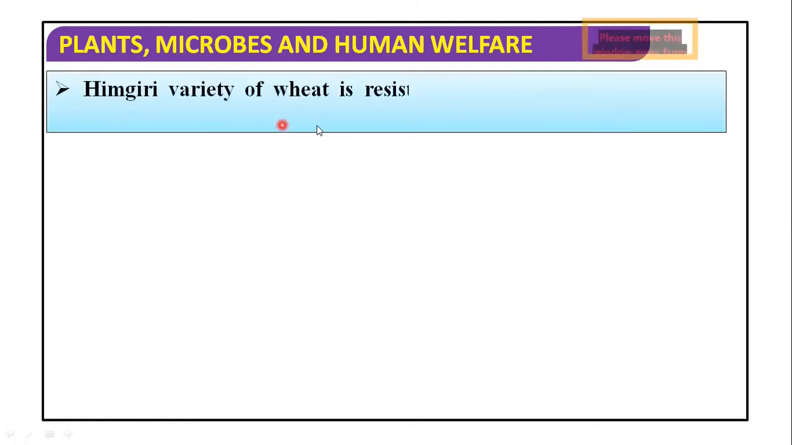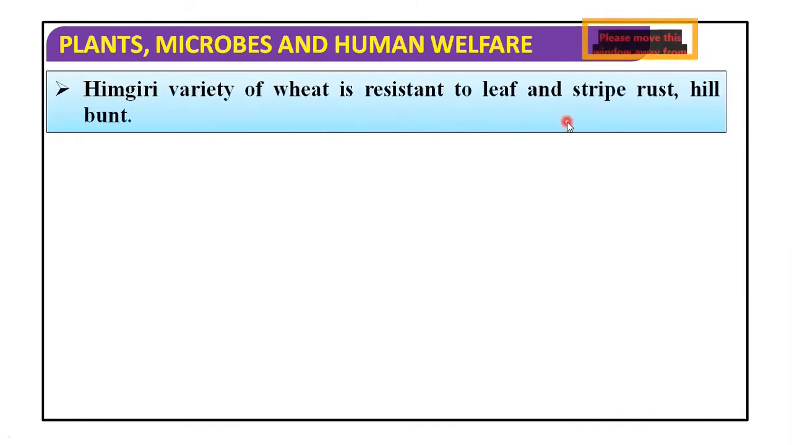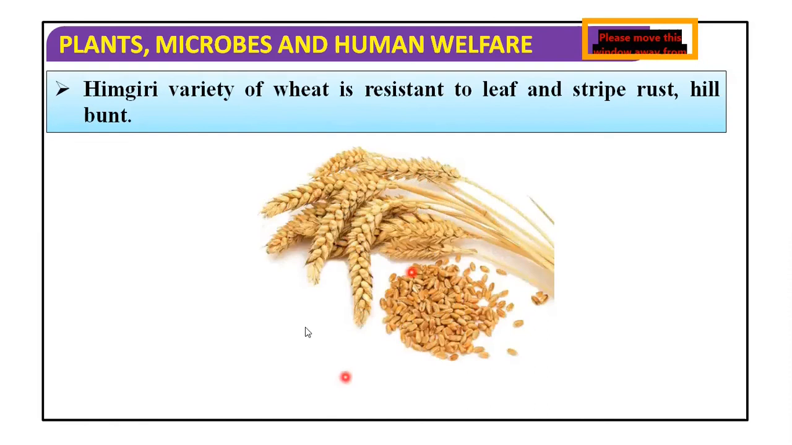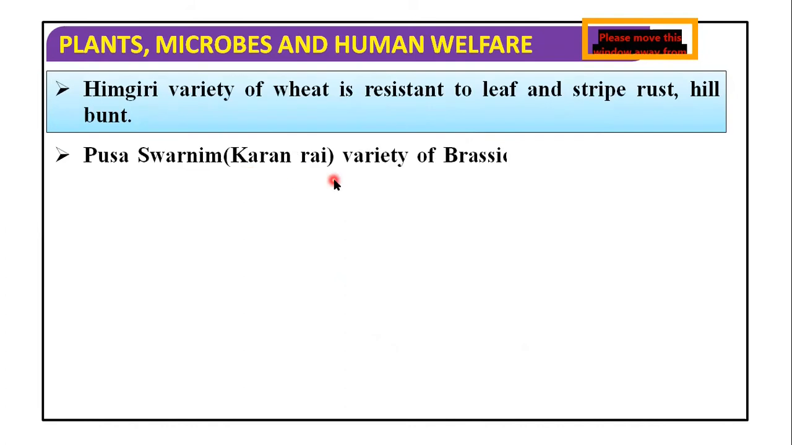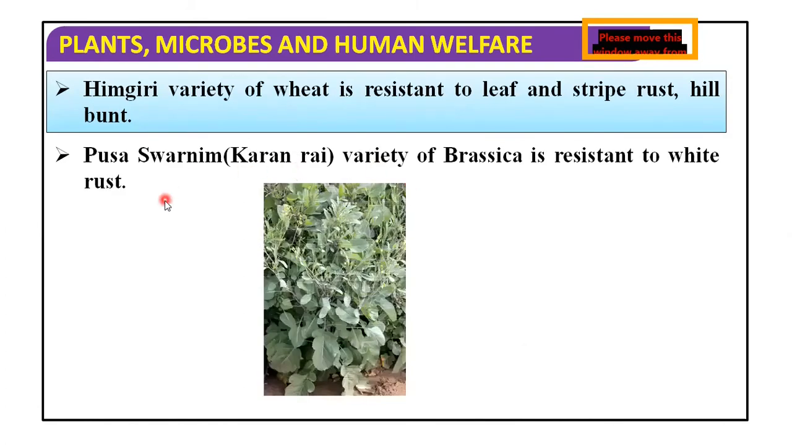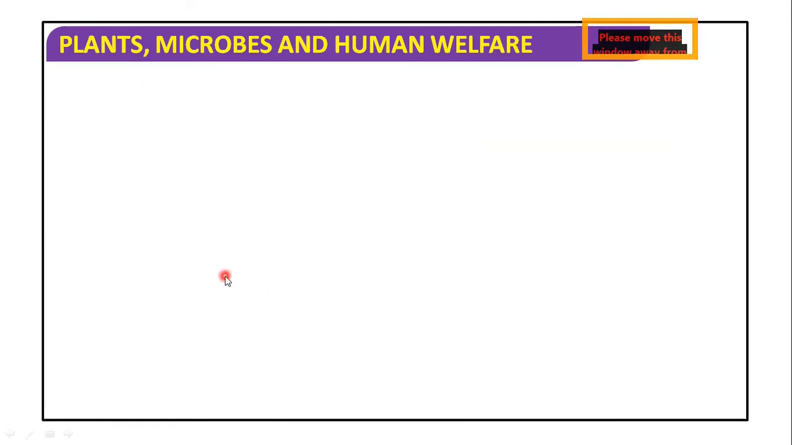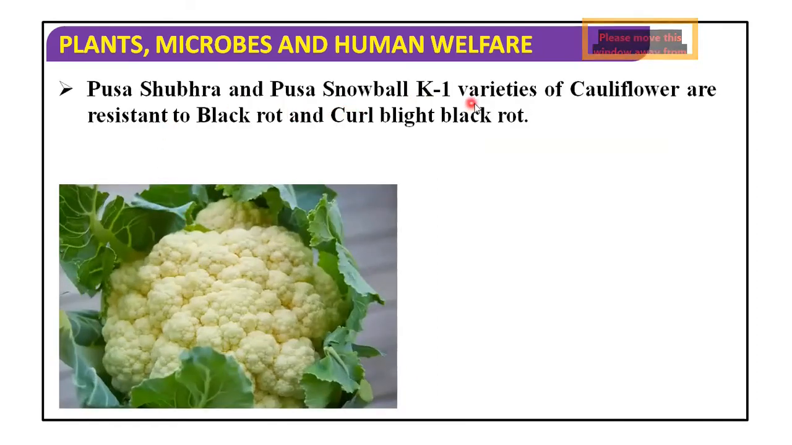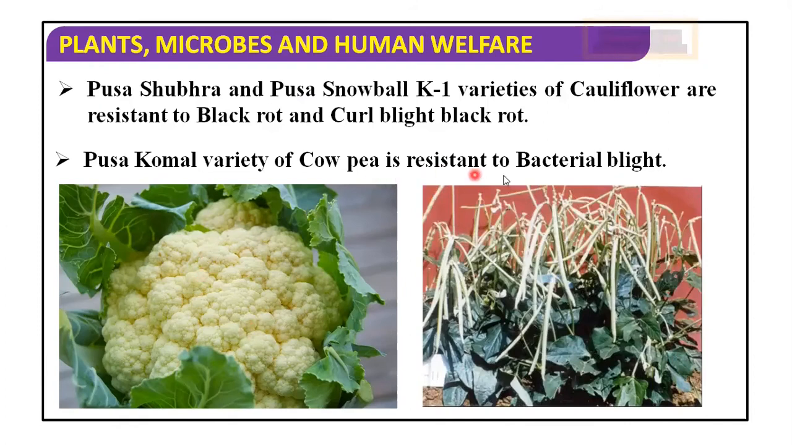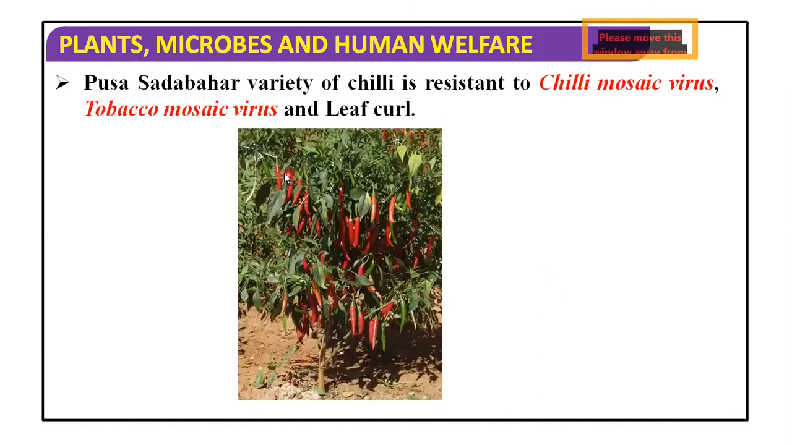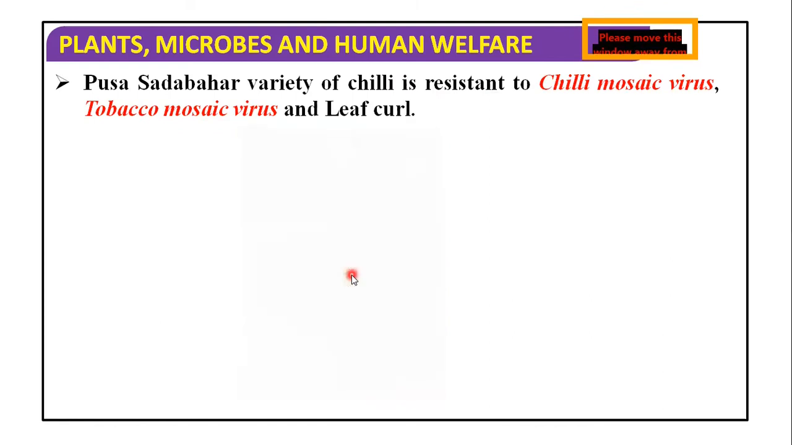Now here, the Himgiri variety of wheat is resistant to leaf and stripe rust and hill bunt. See, this plant is resistant to these diseases like leaf and stripe rust, hill bunt. Then the Pusa Swarnim variety of Brassica is resistant to white rust. This is the white rust. Pusa Shubhra and Pusa Snowball K1 varieties of cauliflower are resistant to black rot and curl blight, black rot. Now, the Pusa Komal variety of cowpea is resistant to bacterial blight. And the Pusa Sadabahar variety of chili is resistant to chili mosaic virus, tobacco mosaic virus and leaf curl.